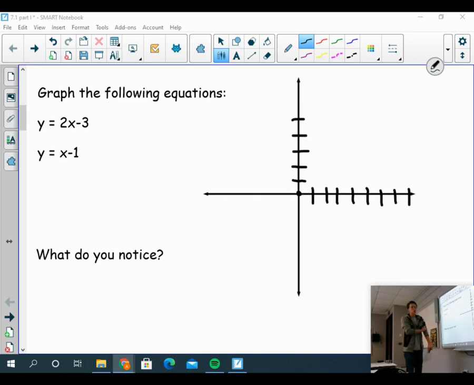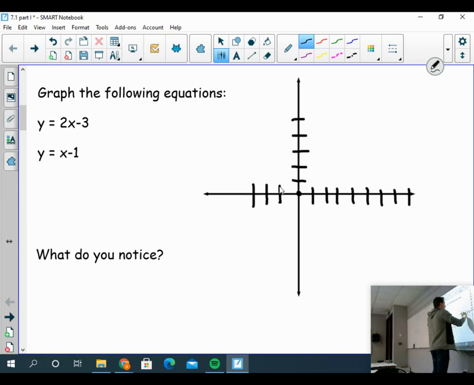So what I want you to do to start is you're going to be doing a lot of pausing the video, solving problems, then comparing your answers to mine. Just to get your brain into math mode, I want you to go ahead and graph the following equations. Graph them both on the coordinate plane, and this should be review from Chapter 6. So go ahead, pause the video, graph both of these linear equations on the same coordinate plane, and then write down what you notice.